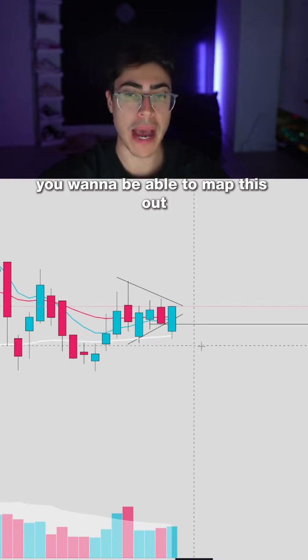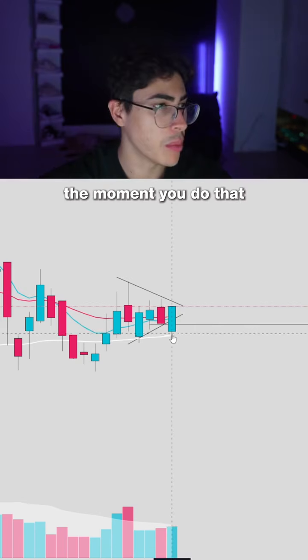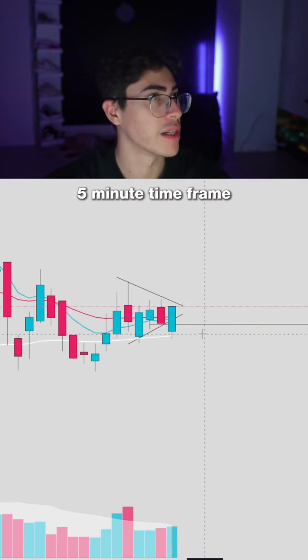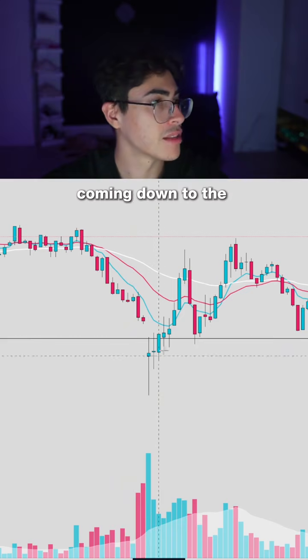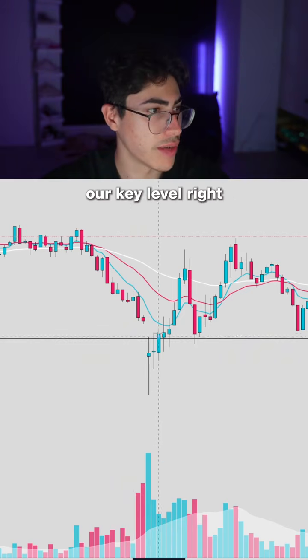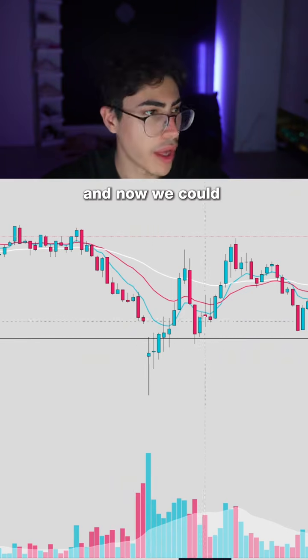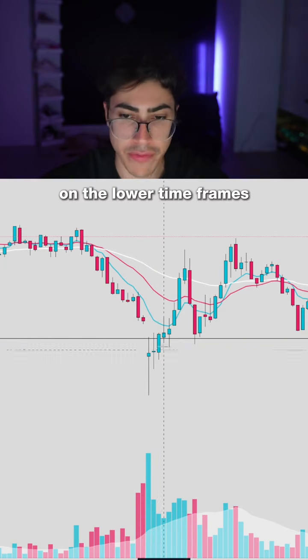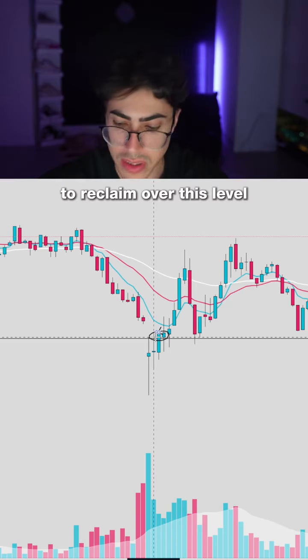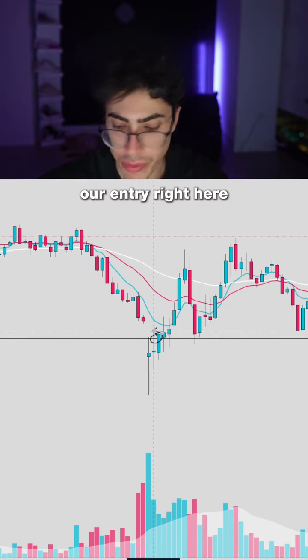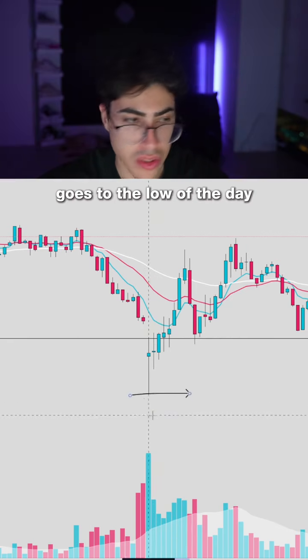You want to be able to map this out on the daily time frame, and the moment you do that, we can switch over to the 5-minute time frame to get our entry. Coming down to the 5-minute time frame, you can see we have our key level right here on the daily that we drew, and now we can see a little bit more on the lower time frames. The moment we start to reclaim over this level, this is going to be our entry right here, and then our stop loss goes to the low of the day.